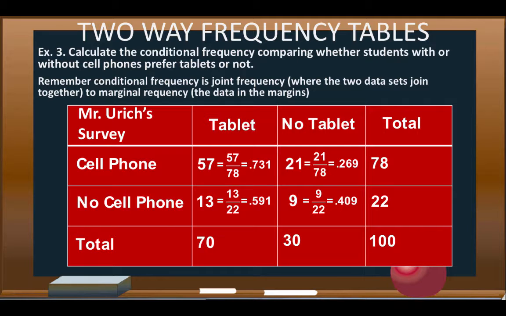Because conditional frequency is joint frequency to marginal frequency, so joint divided by marginal, you don't need to do any of the totals. You're only dividing the numbers in the middle.